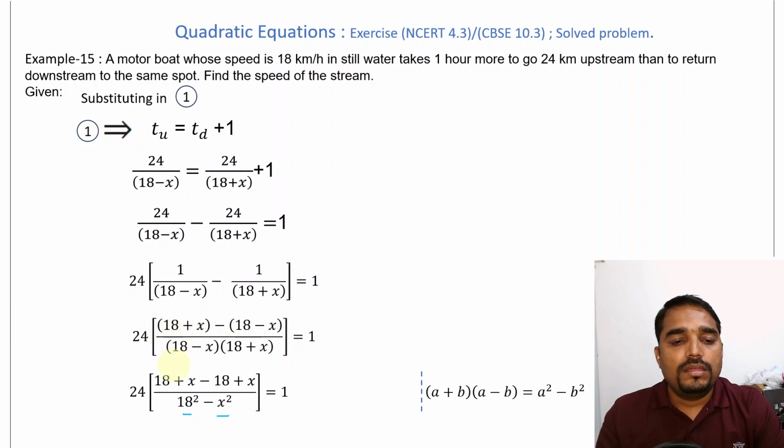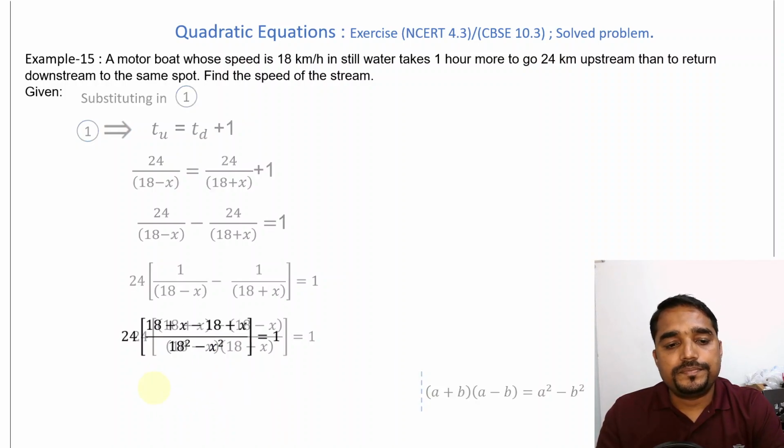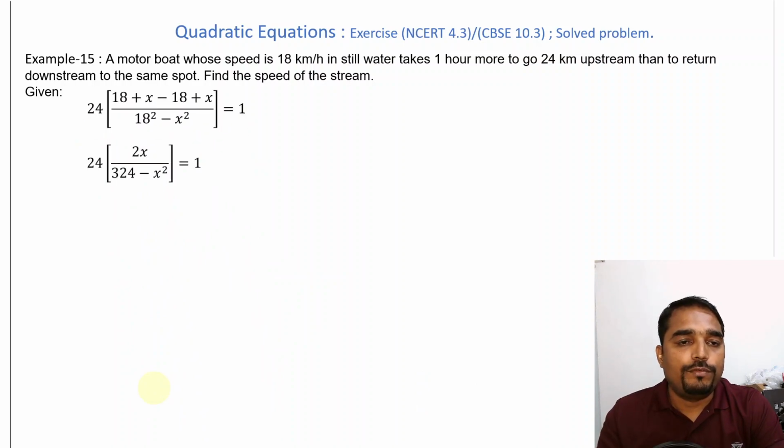The first term, upon opening the bracket, would be 18 + x. Minus of (18 − x) would be −18 + x, since minus into 18 is minus 18, and minus into minus is plus x. Now upon simplification, +18 and −18 would get cancelled, and we would be left with x + x, that is 2x.